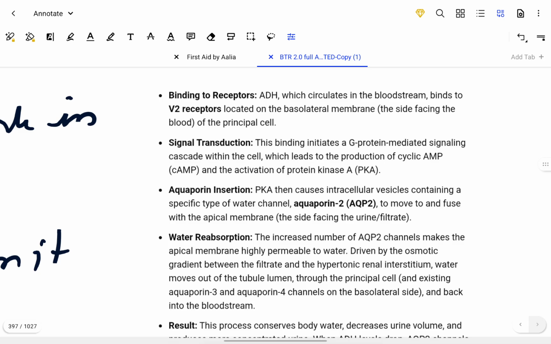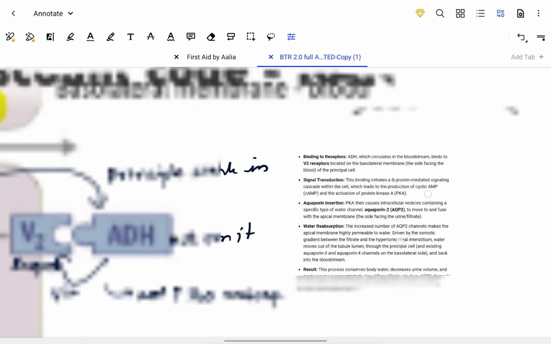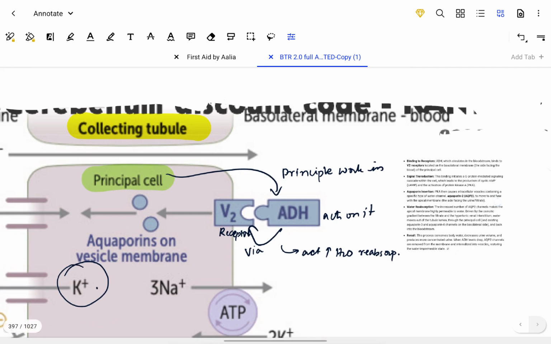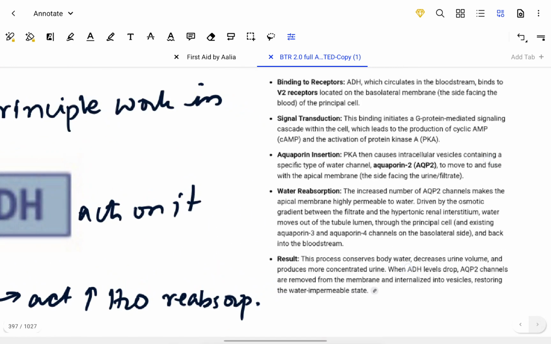Okay, so now PKA, the protein kinase A, causes intracellular vesicles containing a specific type of channel known as aquaporin 2, again 2, to move and fuse with the apical membrane, which is the side facing the urine. So the aquaporin 2 moves and fuses with the apical membrane. The increased number of aquaporin 2 channels makes the apical membrane highly permeable to water.